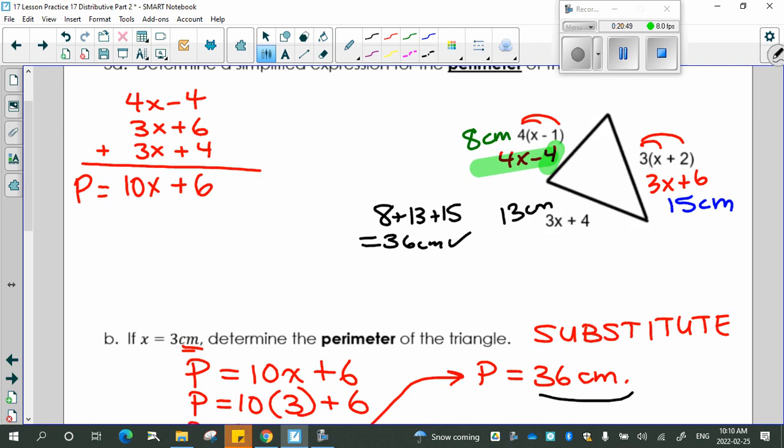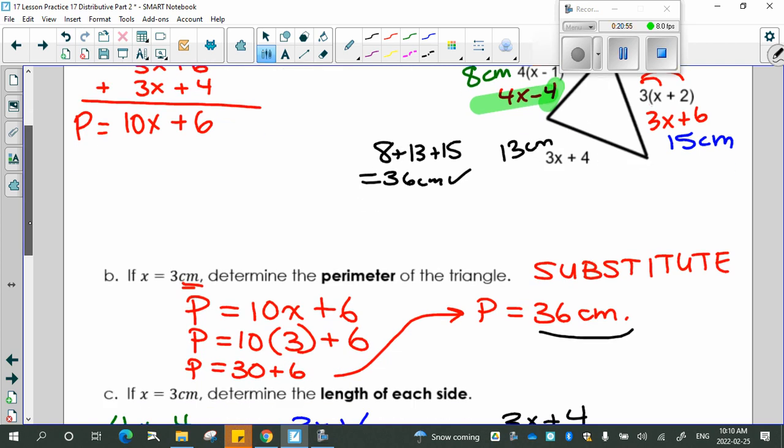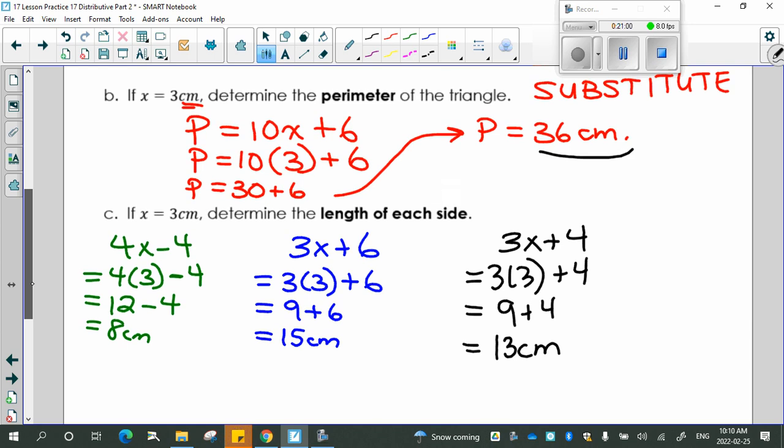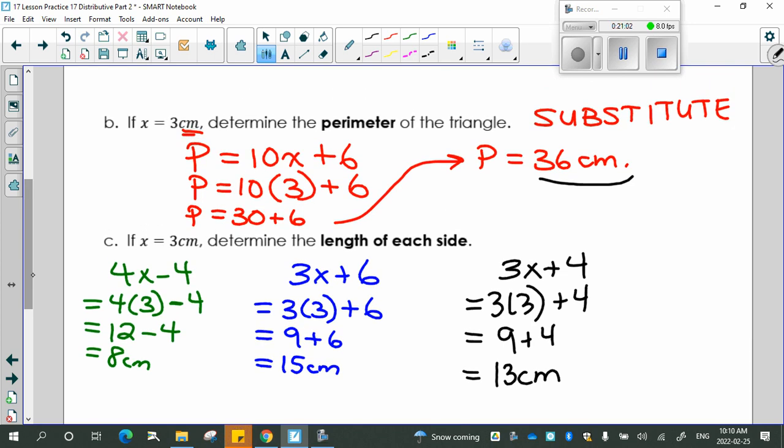Okay, so that's a good way to check. Once you know the sides, label them, make sure they add up to your perimeter which you found. And that's the end of the lesson.